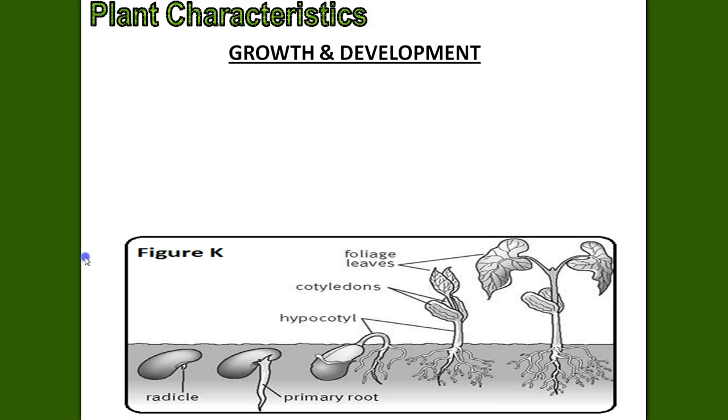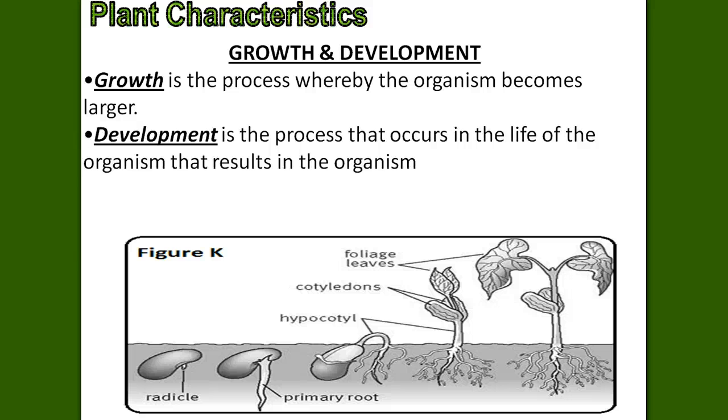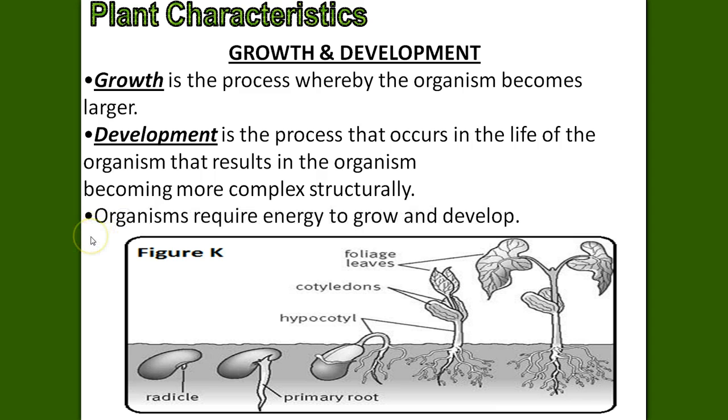Growth and development. Growth is the process whereby the organism becomes larger. Development is the process that occurs in the life of the organism that results in the organism becoming more complex structurally. So growth is when it gets larger, when it grows bigger. But development is when it changes from one process to the next. It changes in its life cycle. Organisms require energy to grow and develop, and we know that plants have to make food in photosynthesis, to eat the food in respiration in order to get energy to grow and develop.